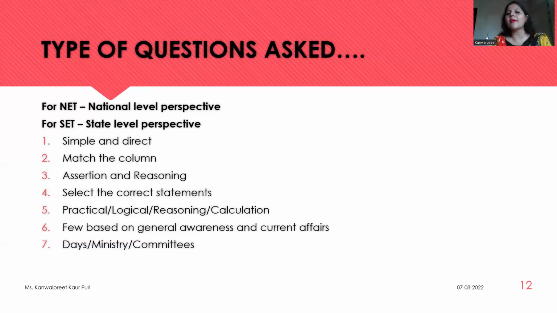There are a few questions which are based on general awareness and current affairs. As I told you, questions can be on the new education policy. Now, yesterday only our 14th vice president has been appointed. Who is the new president? Or if there are any changes related to your university, vice chancellor, such questions can be asked.